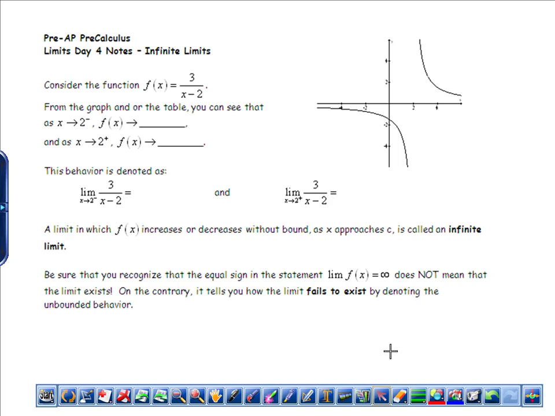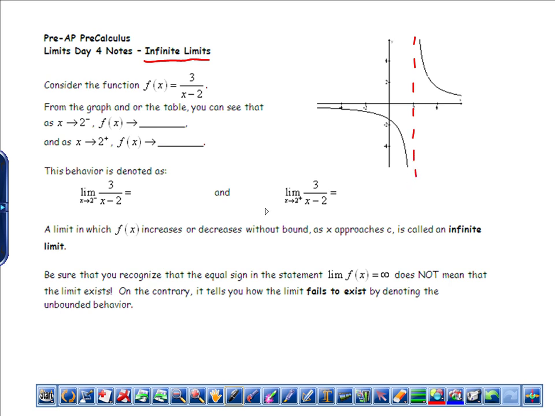Okay, so limit day 4 notes, video lesson, talking about infinite limits. Now we've already talked about infinite limits a little bit, so we're going to explore this idea more in this lesson. It says, consider the function f of x equals 3 over x minus 2. And here you see a graph, and right here at x equals 2, we have a vertical asymptote.